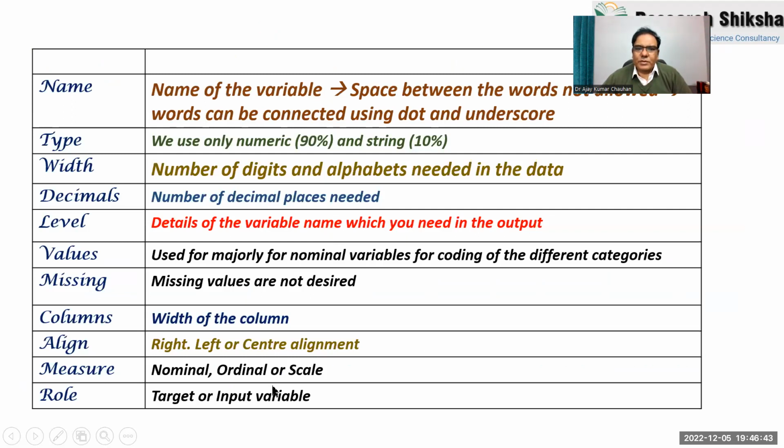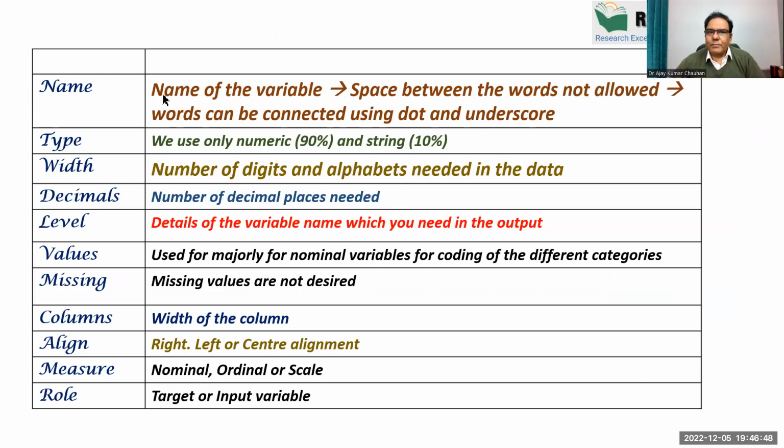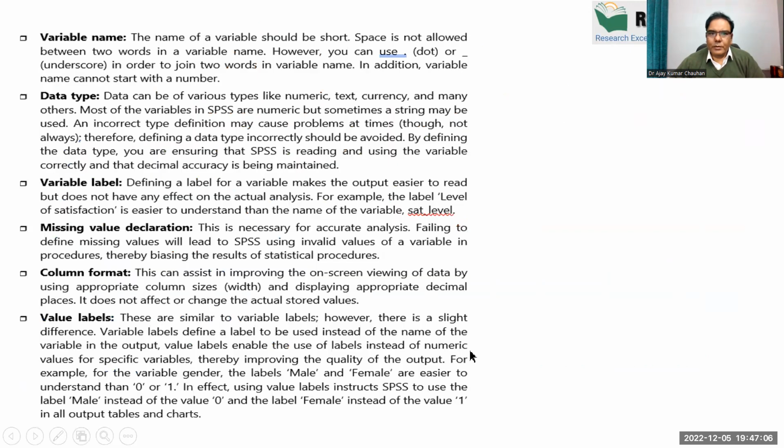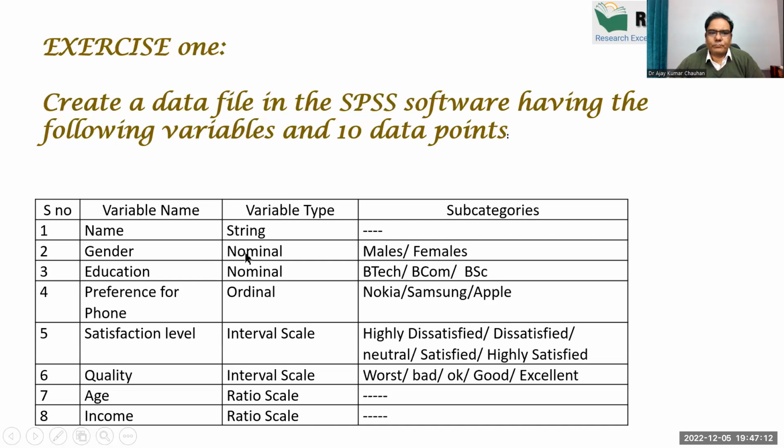So these are some of the rules or explanation I mentioned here. What is name? This is just for your reference that you have to put the name of the variable. Space between the words is not allowed. Words can be connected using dot and underscore. So whatever I told you, I put here. Okay, so this is the explanation of the options. I already explained how we can create the variables in SPSS.